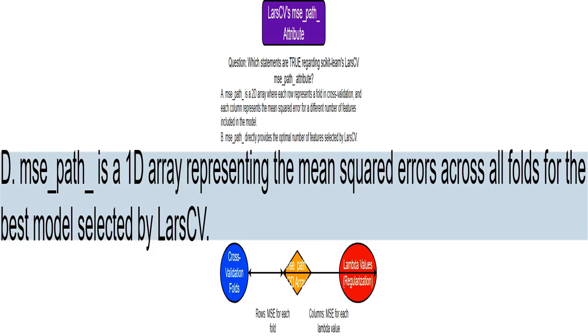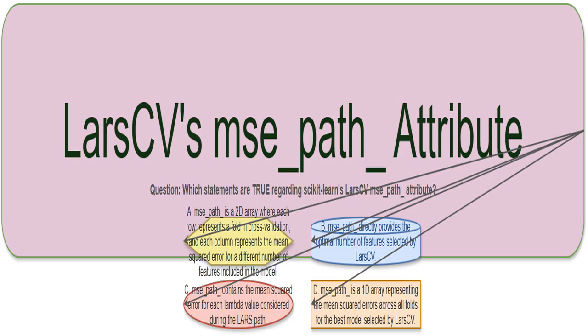This is wrong because MSEPATH is not just about the best model. It stores the MSE for all models I tried during cross-validation. It's a 2D array, not a 1D array. This refers to a specific attribute, MSEPATH, within the scikit-learn's LarsCV, least angle regression with cross-validation, model. I'll explain what it means and how you interpret it. It's a key part of understanding how LarsCV selects the best model.